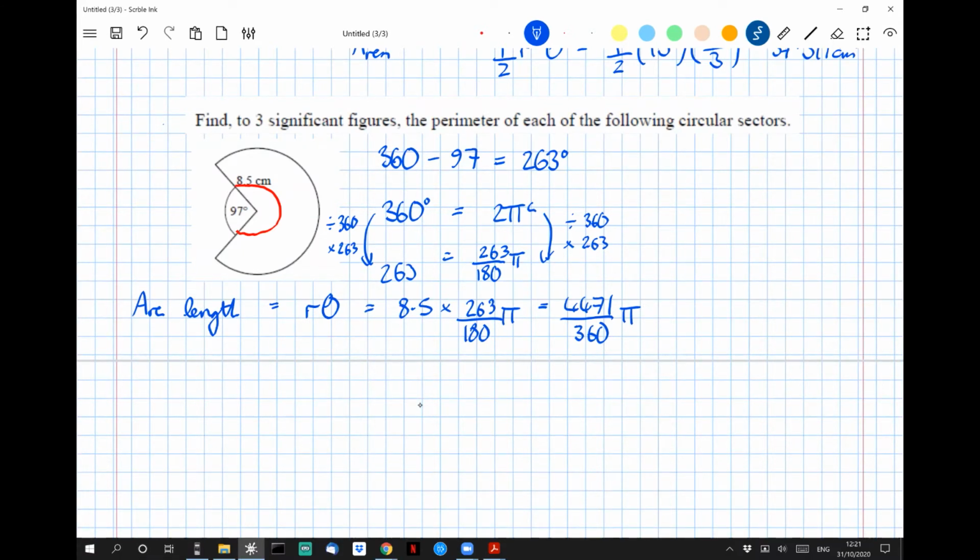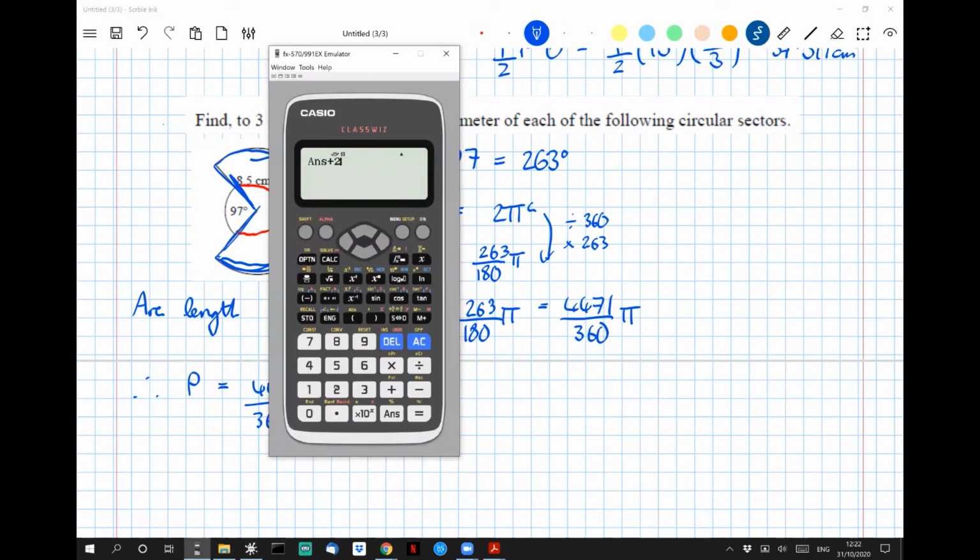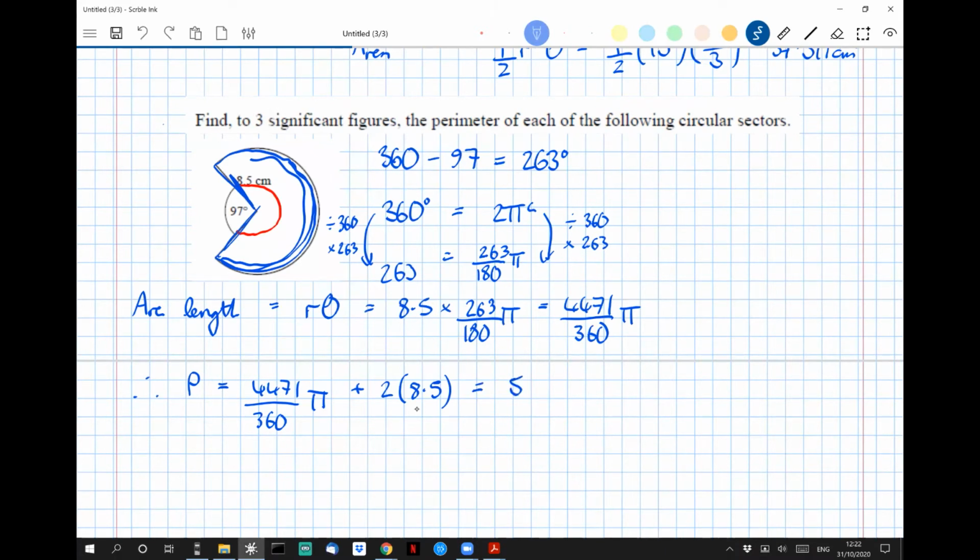But that's for the arc length. All we've got currently is this bit here. So for the perimeter, we need to add on each of these two radii. Therefore, perimeter equals 4471 over 360 pi plus 2 lots of 8.5, which is equal to 56.02 centimeters. So that's that.